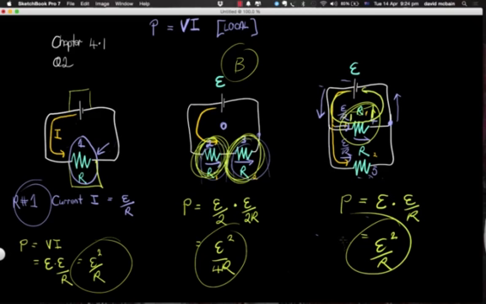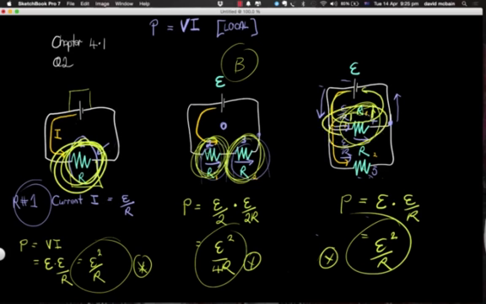So what we can now conclude is that if we look at each of these values and compare them, then the power dissipated through each of these resistors, this resistor is E squared over R, each of these resistors is E squared over 4R, and each of these resistors is also E squared over R, the same as circuit A. So this resistor and this resistor are all converting electrical energy into heat and light at a rate of E squared over R joules per second.